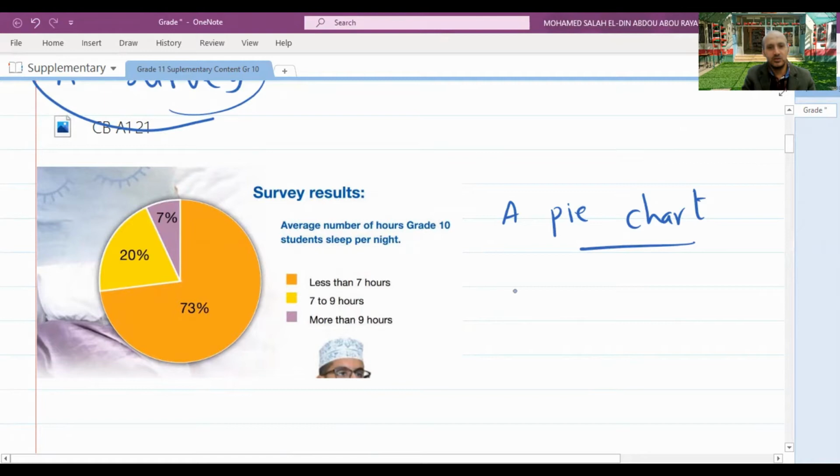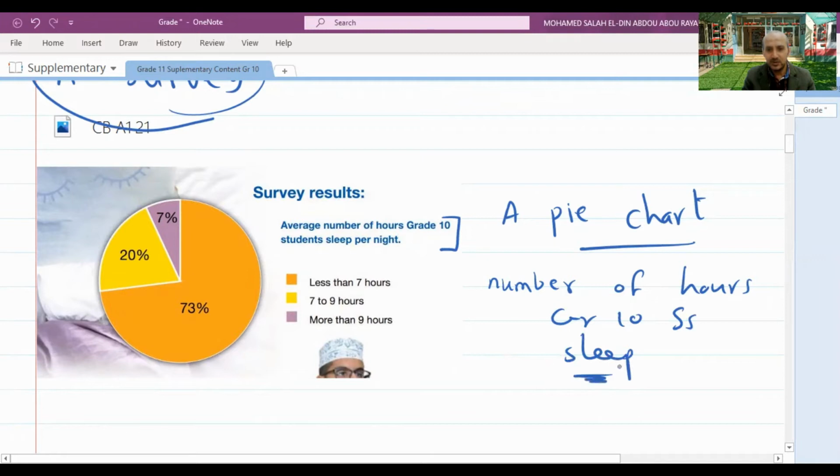So what was the topic of the survey? If you go through these lines, what was the topic? Average number of hours grade 10 students sleep. So this is about sleep, and specifically, it's about the number of hours grade 10 students sleep per night.